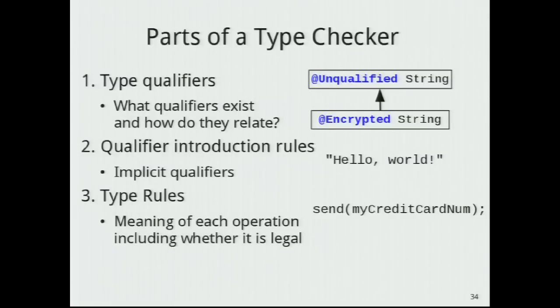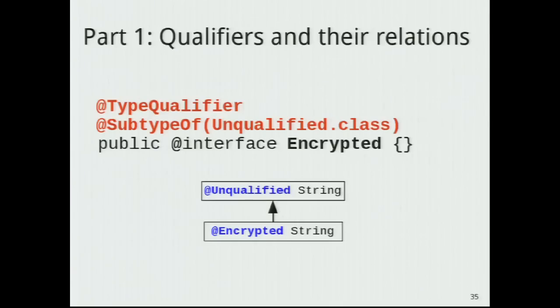There are basically 3 parts for a type checker. The first part is what we just saw, the type qualifiers. What is the separation of data that you want in your system? The second part is the qualifier introduction rules that tell you for each expression what the qualifier for this expression should be. So if you see a string literal in your program, how do you decide whether it's an encrypted string or an arbitrary string? And the third part are the type rules, which decide what is a legal program and what is a forbidden program. Let's have a quick look at each of them.